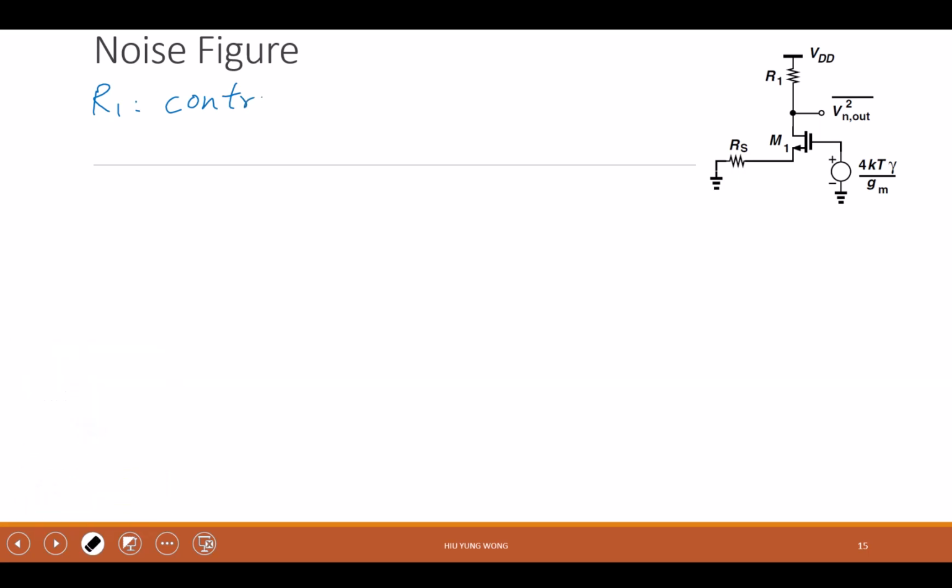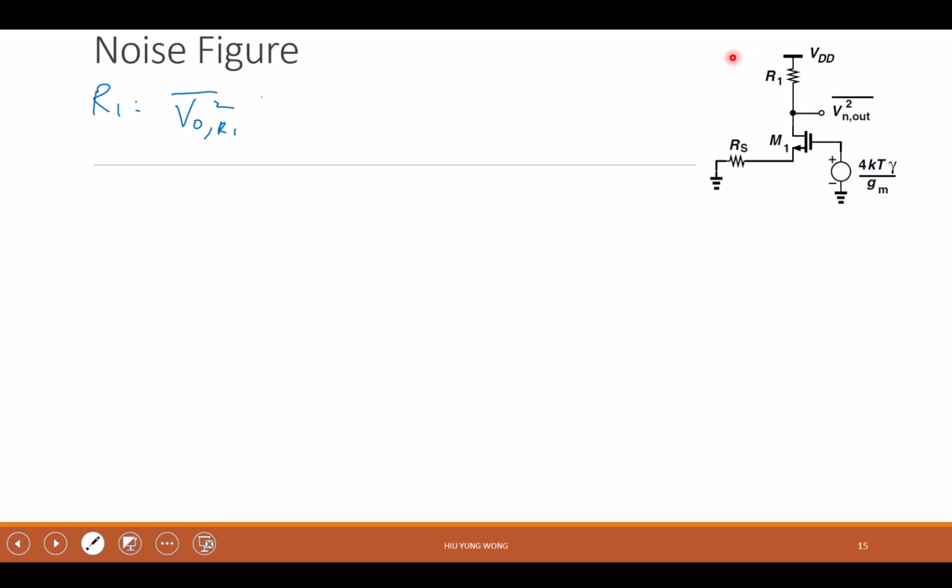Or let's just call it output noise voltage, V out, R1 squared. It is here. Now, I'm not going to draw the small signal model. I will just use inspection, and I challenge you to draw the small signal model yourself. What is the voltage that I will see here if I have a voltage noise source?